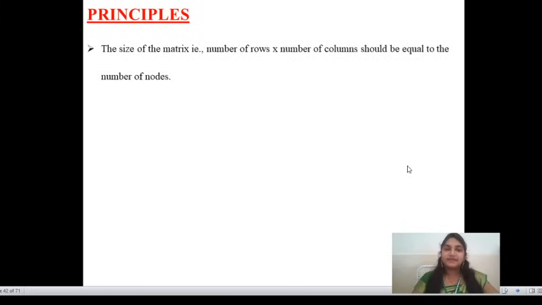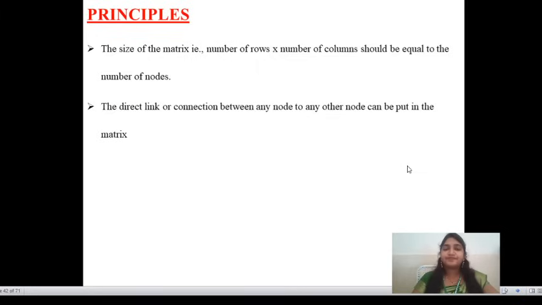Next, what are the principles to be followed in graph matrices? The first one is size. Size should be defined such that the number of rows and columns is equal to the number of nodes. For example, 5 nodes give a 5 by 5 matrix, and 3 nodes give a 3 by 3 matrix. The number of rows and columns equals the number of nodes in the flow graph. That represents the graph matrix.